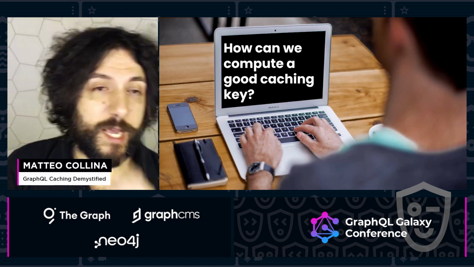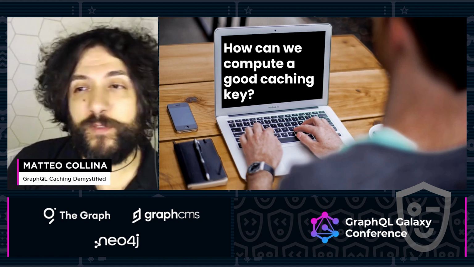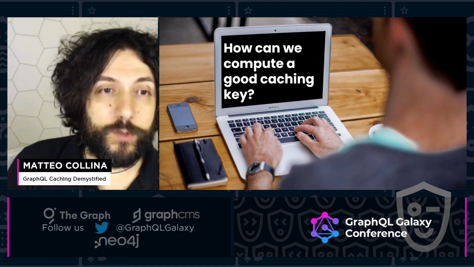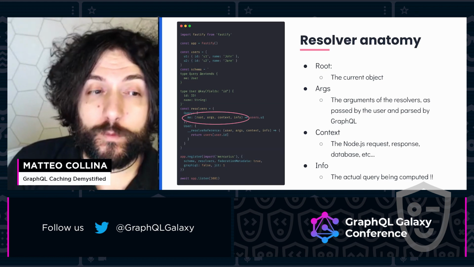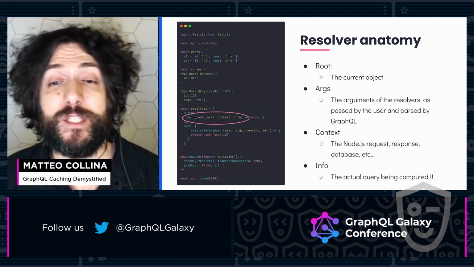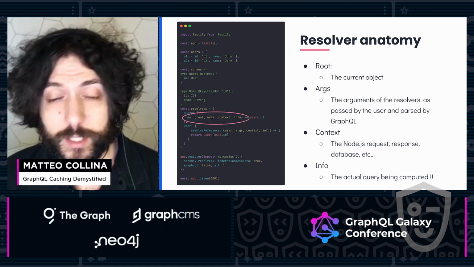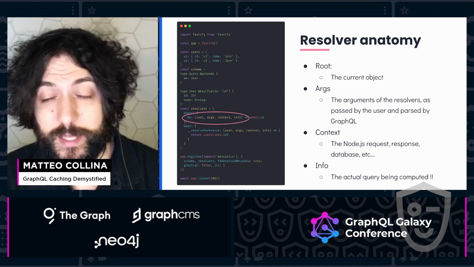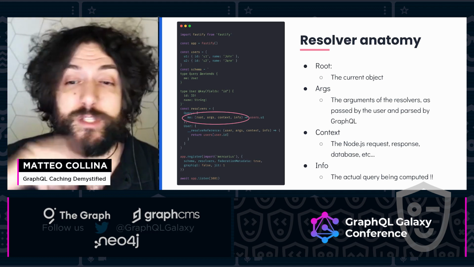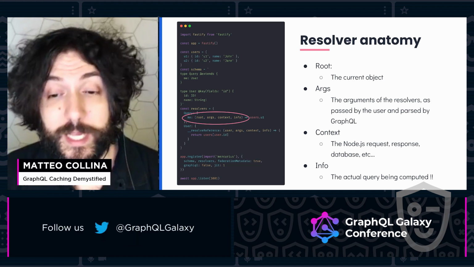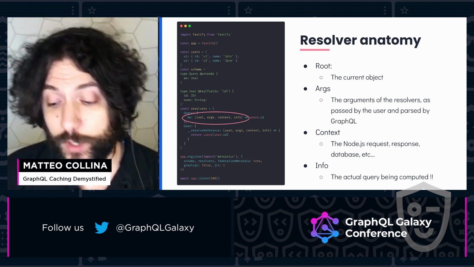But the question now is, how can we compute a good caching key? Because in order to use this module, we need to provide a cache key. Well, let's look at the anatomy of our resolver. When you implement a resolver in Node.js, you have 4 arguments. You have the root, which is the current object, then you have the arguments for the resolver, the context, which can include your Node.js request, response, the database connections, all those things, and then the info object, which includes the definition of the query that you are computing.